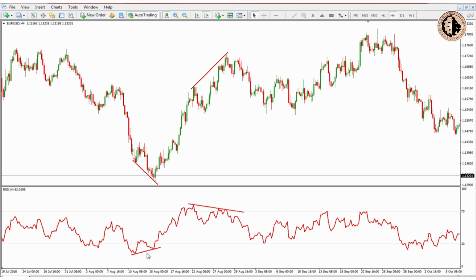In addition to the regular divergence, there is also the concept of hidden or false divergence. So, in the next lesson, I will show you how to recognize hidden divergences, because they can confuse you and give you wrong signals, which can lead to unnecessary losses.